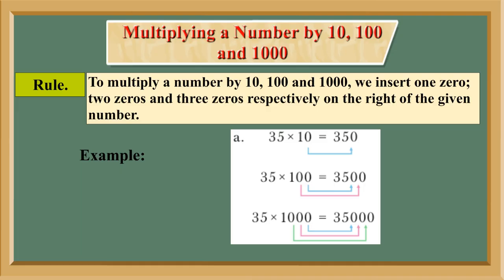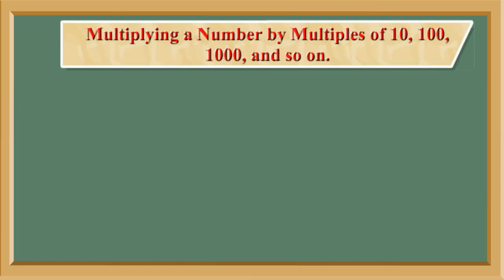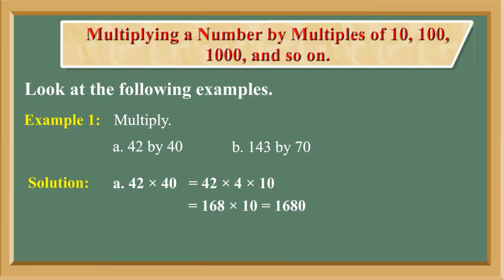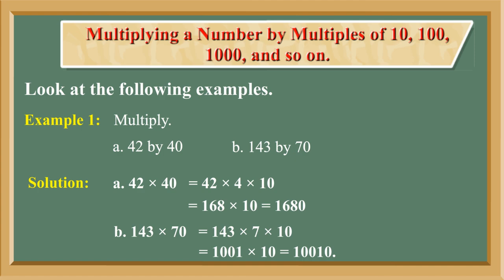Example: multiplying a number by multiples of 10, 100, 1000, and so on. Look at the following examples. Example 1. Multiply A. 42 by 40, B. 143 by 70. Solution: A. 42 multiply 40 equal to 42 multiply 4 multiply 10 equal to 168 multiply 10 equal to 1680. B. 143 multiply 70 equal to 143 multiply 7 multiply 10 equal to 1001 multiply 10 equal to 10010.